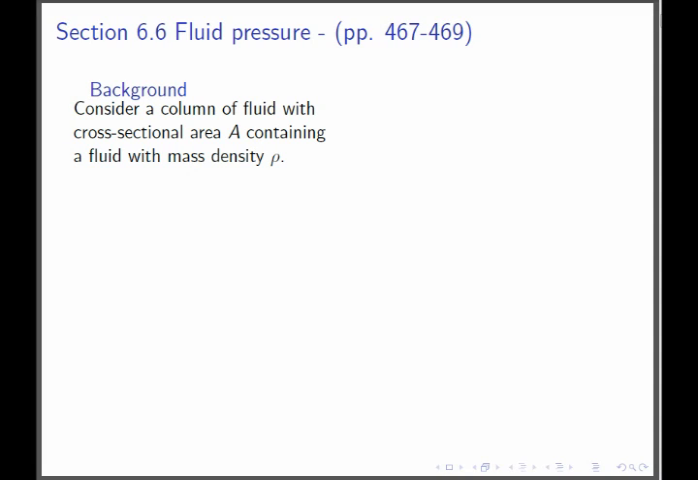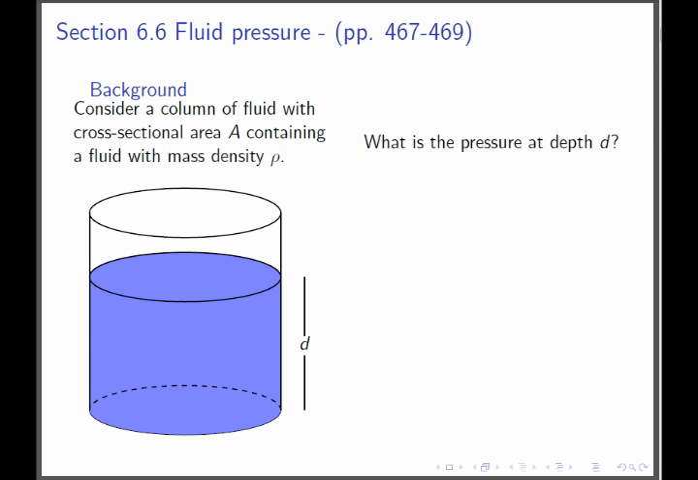In this section, we're going to be computing the force exerted by a fluid on various surfaces. To begin, we need to start with some background. Suppose we have a column of fluid with cross-sectional area A containing a fluid with mass density ρ. This is the Greek letter ρ, which we're going to use for mass density of a fluid. So suppose we have this container of fluid.